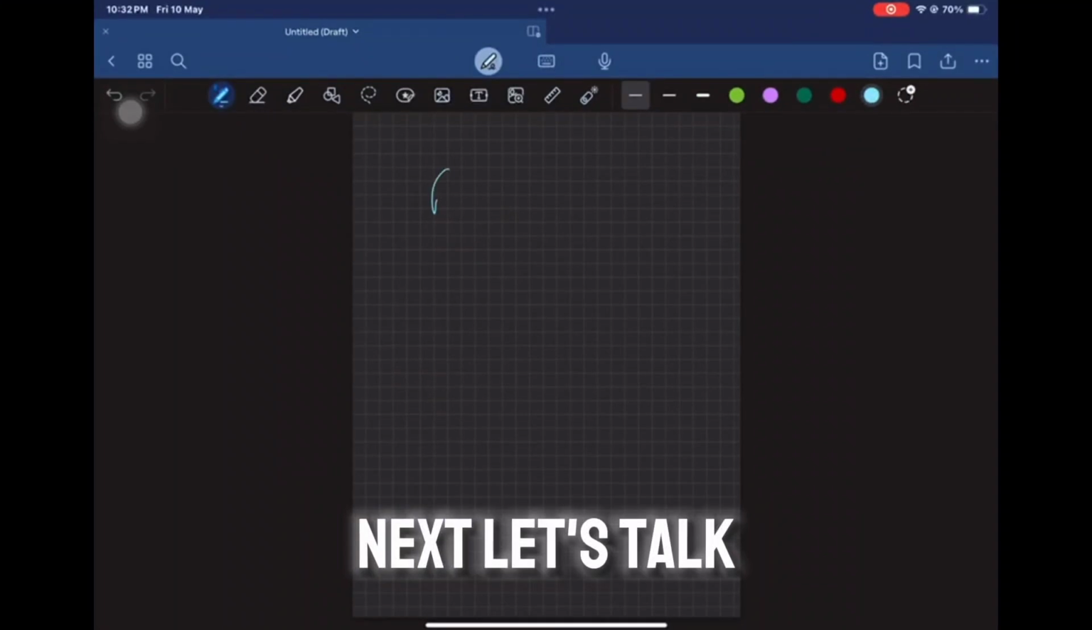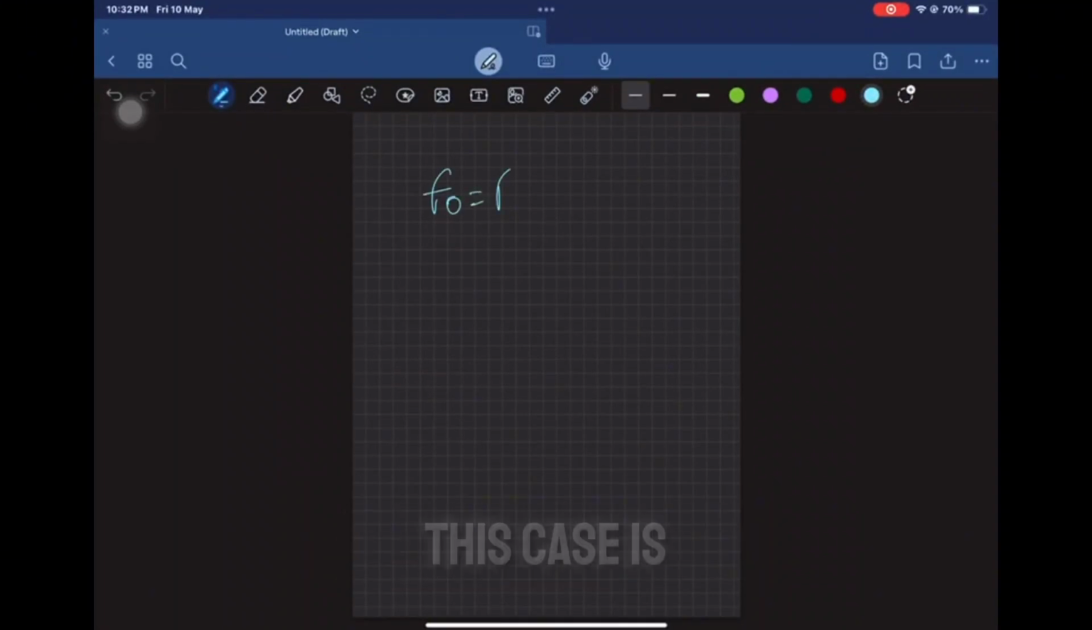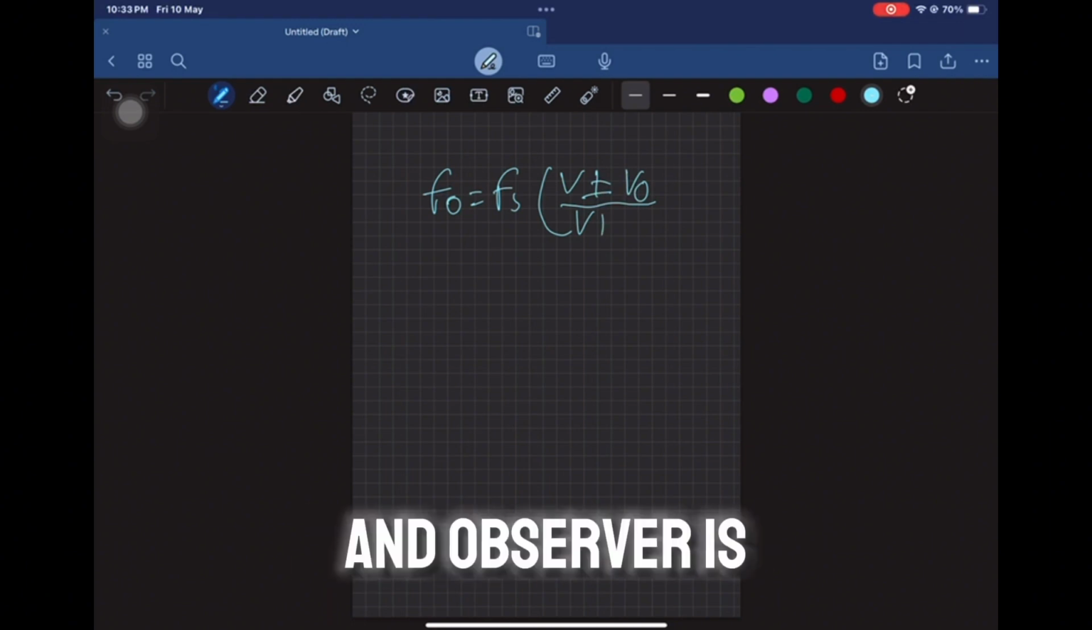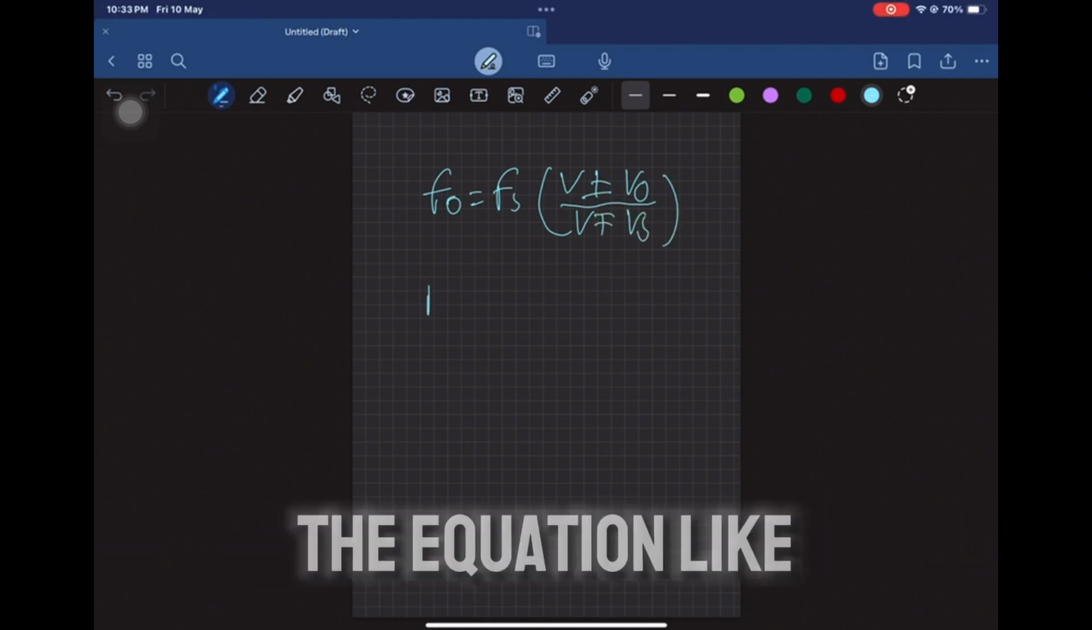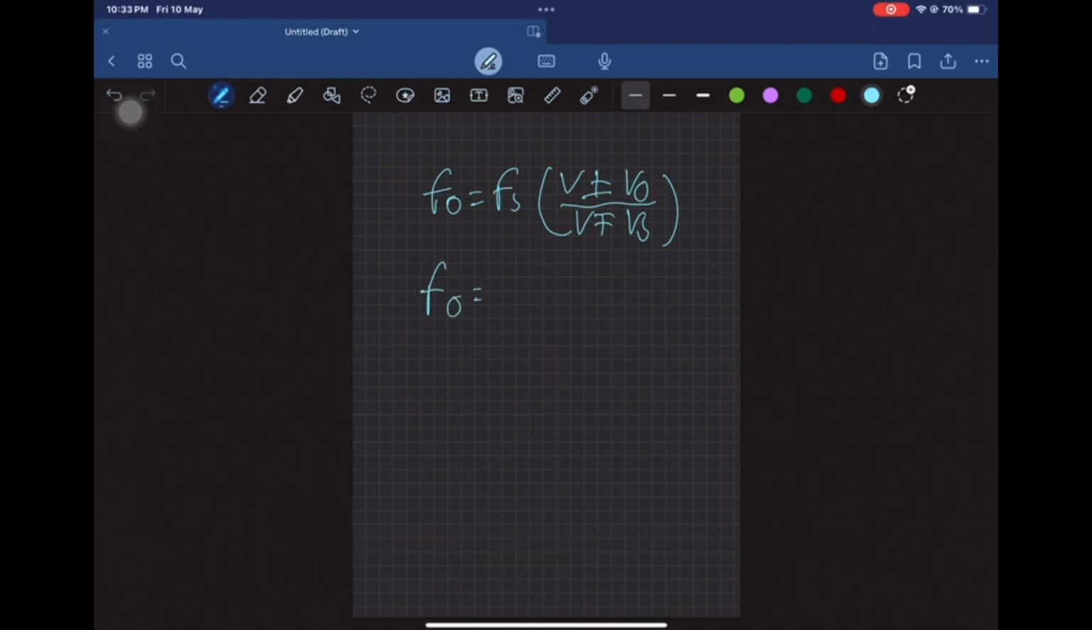Next, let's talk about the third case. This case is different from the first and second one. Since both the source and the observer are in motion and they approach each other, the equation is like this: fO equals fS times (v plus vO) divided by (v minus vS).